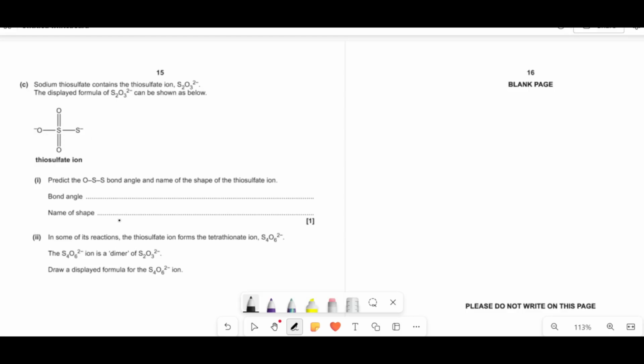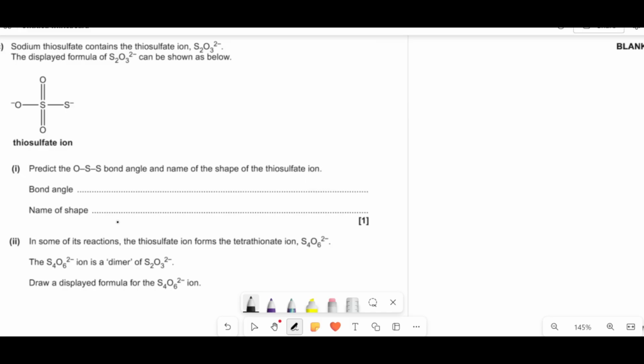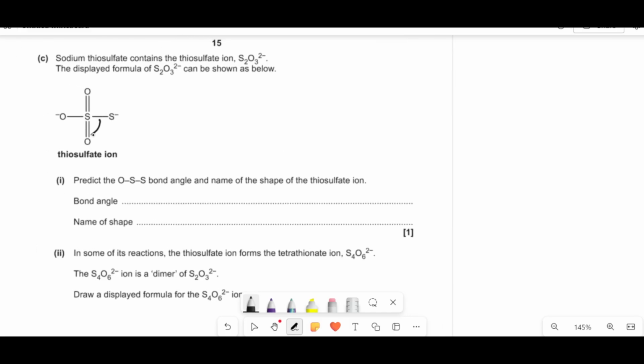And it says name the shape of the thiosulfate ion. So if you look around this bit here, the angle here, it depends on how many bonding pairs and lone pairs we have. You can treat double bonds as if it's a single one. So that means there's 1, 2, 3, 4 bonding pairs. There's no lone pairs. So that must mean that is 109.5 degrees and it is tetrahedral.